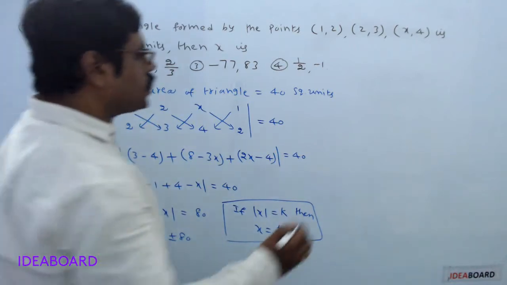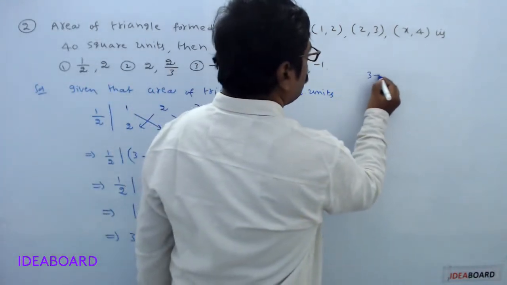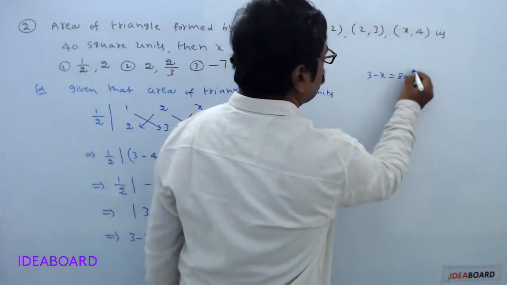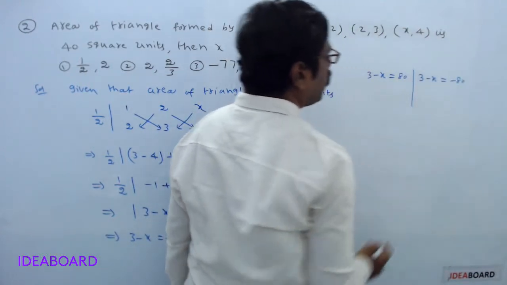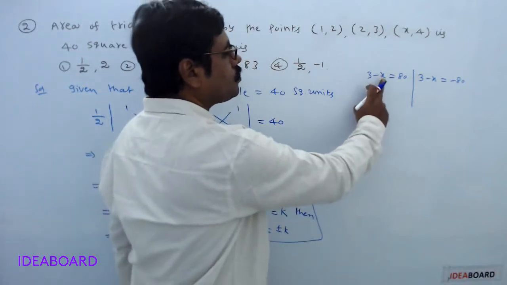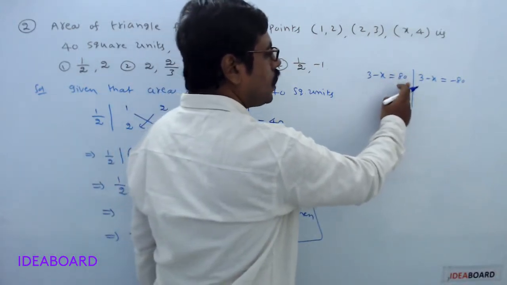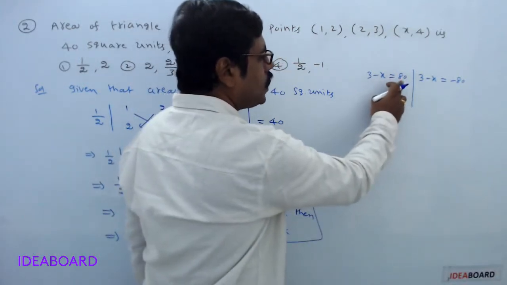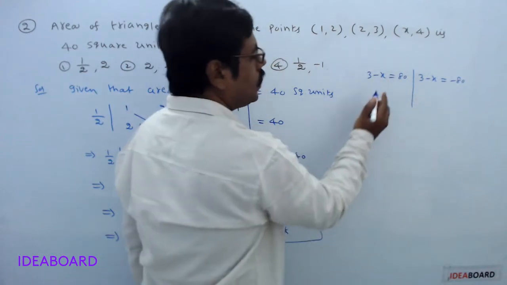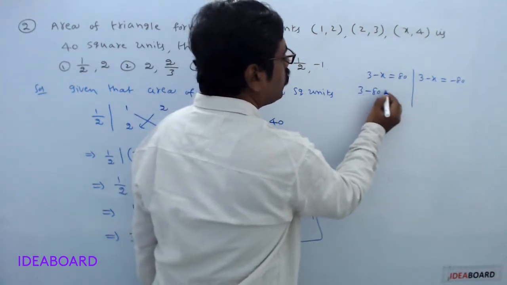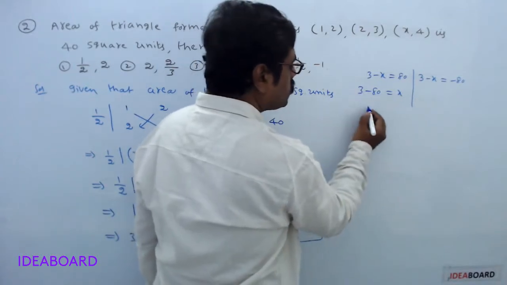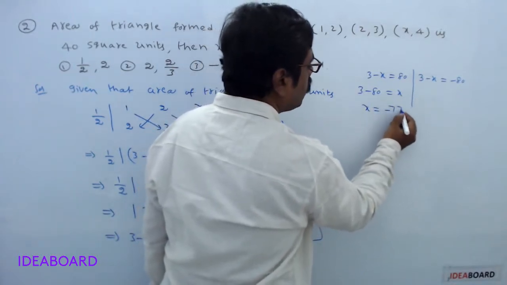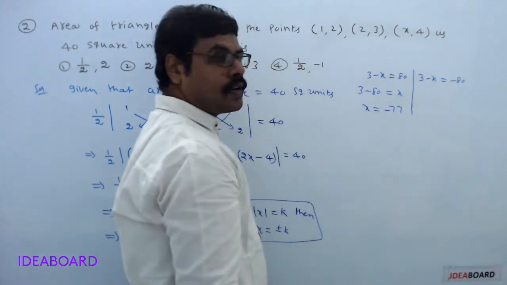So from this equation, 3 minus x equals plus 80. 3 minus x equal to minus 80. Bring this minus x from LHS to RHS and bring this 80 from RHS to LHS. So 3 minus 80 equal to x. So 3 minus 80 is minus 77. So x value is minus 77.